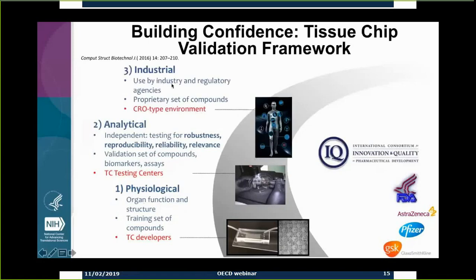And the third stage of validation will be the industrial stage, wherein industry and regulatory agencies have actually started using these chips on their own with a proprietary set of compounds, particularly in a CRO type environment. And we think that these three steps are key to the eventual adoption and commercialization of the tissue chip technology.